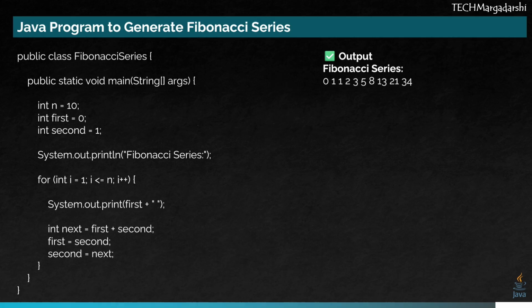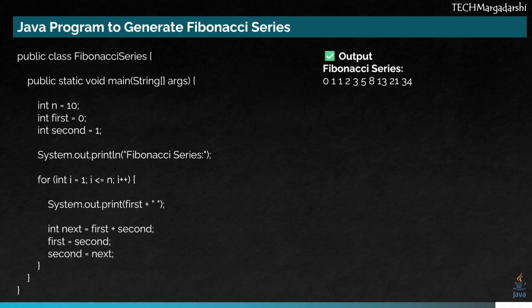Let's understand how to generate a Fibonacci series in Java. First, we declare a variable n to specify how many numbers we want in the series. We also initialize two variables, first with 0 and second with 1, as these are the starting numbers of the Fibonacci sequence. Next, we use a for loop that runs n times.